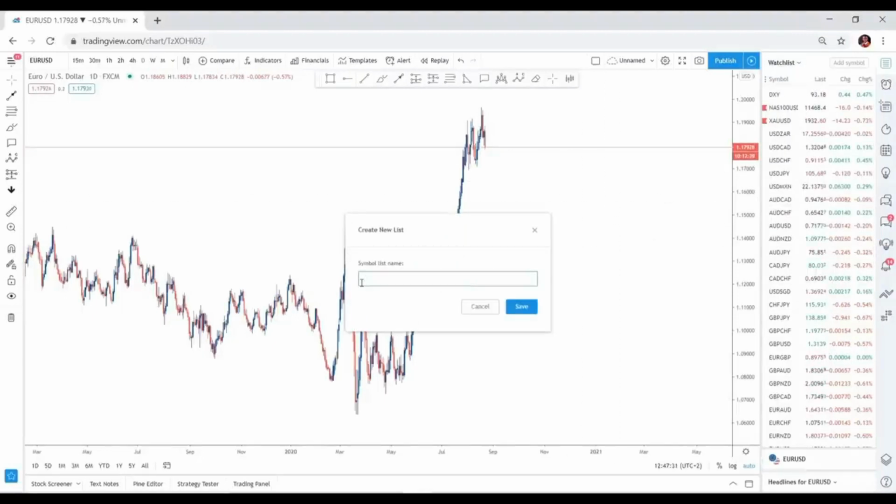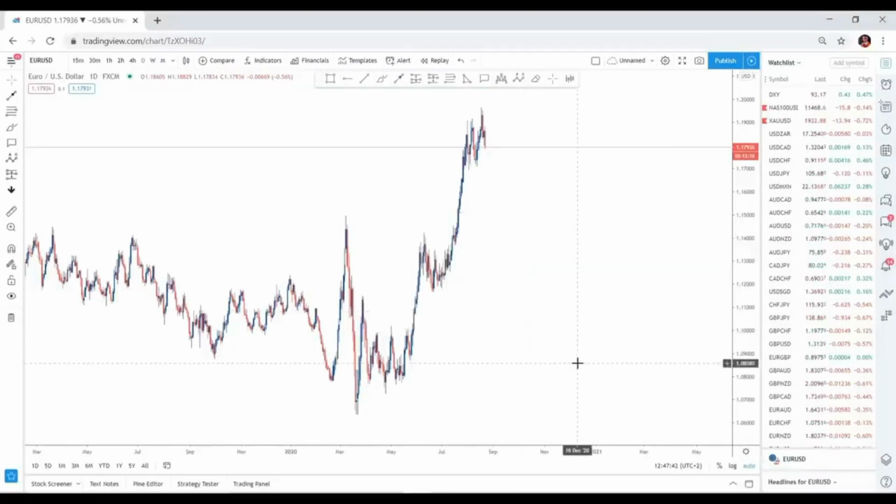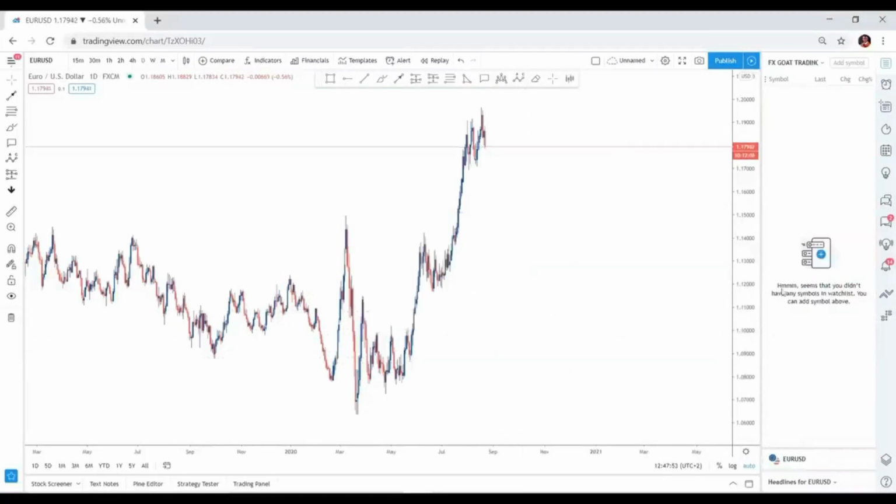So naming it, I'd say FX Gold Trading, right? This is us mentors saying FX Gold Trading. Then you say save. As you click save, it automatically adds your list right there, right? So now you have created your own list whereby you can just go on a watch list and add everything on your list. This is going to make you not forget what to look for, rather than looking at all pairs that are going to end up confusing you.